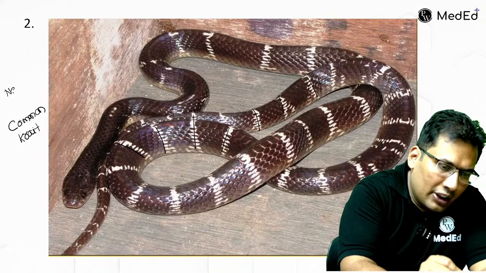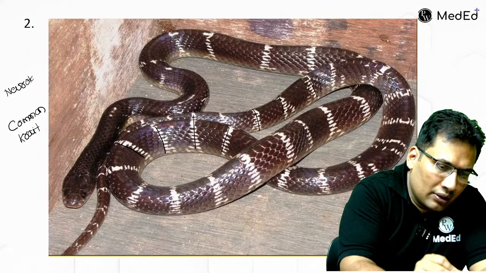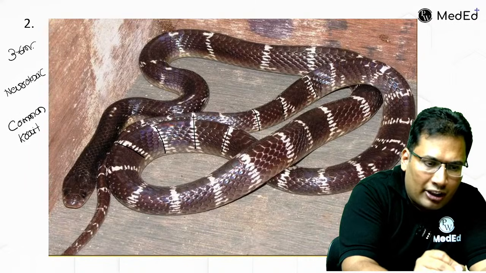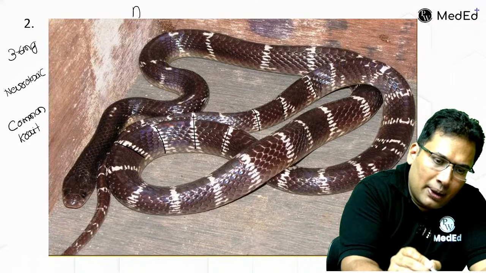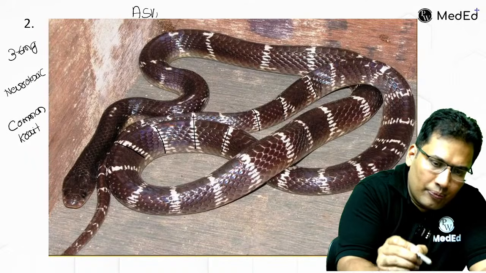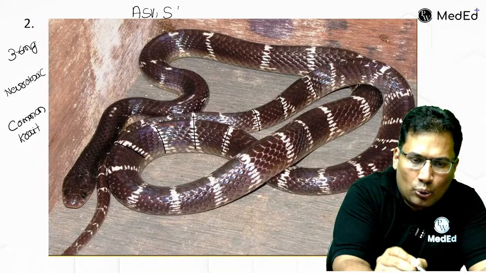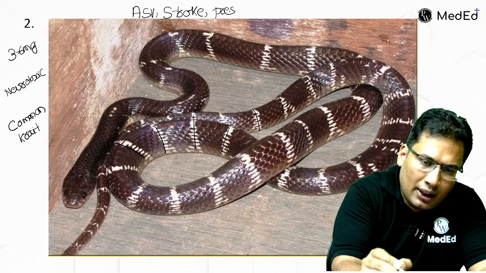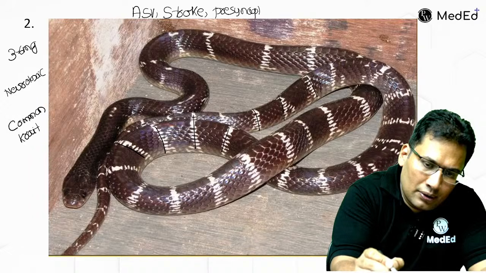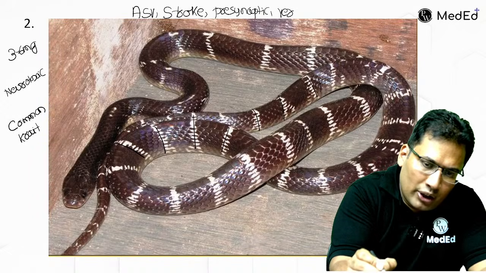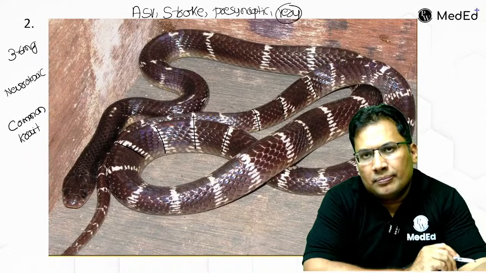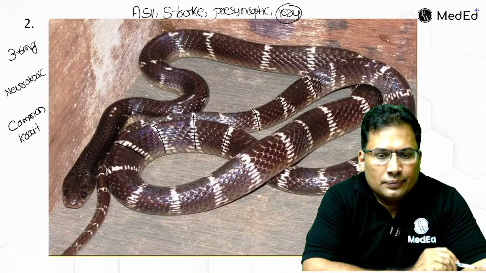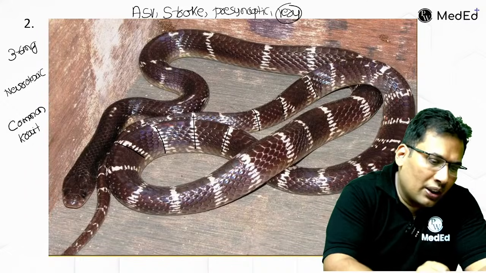The common krait is neurotoxic. 3 to 6 milligram fatal dosage. Treatment is ASV. It resembles a stroke. It is presynaptic. Very poisonous. Very common in India. So it's a neurotoxic. It comes under Elapidae.